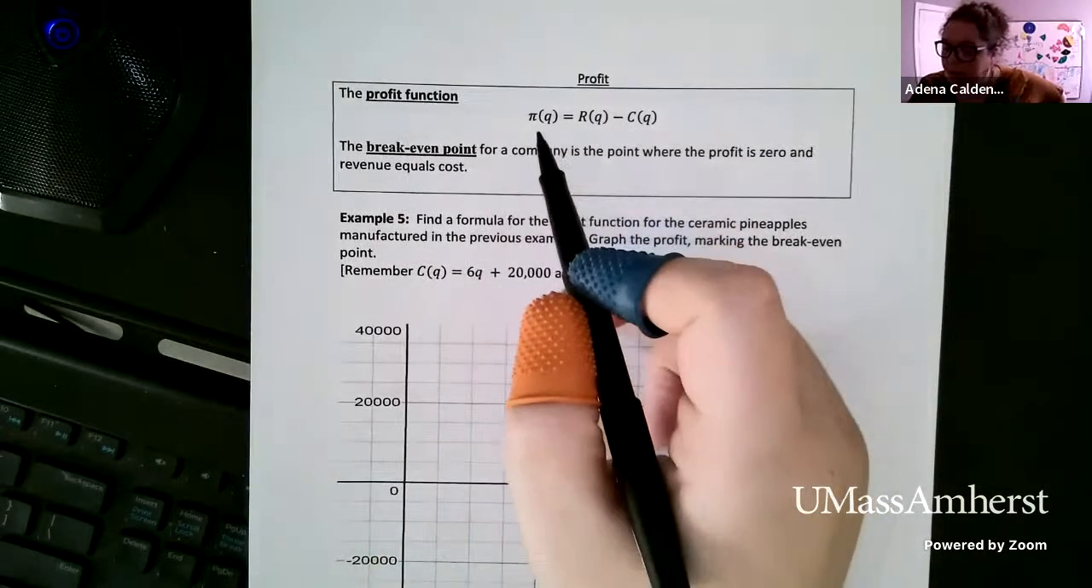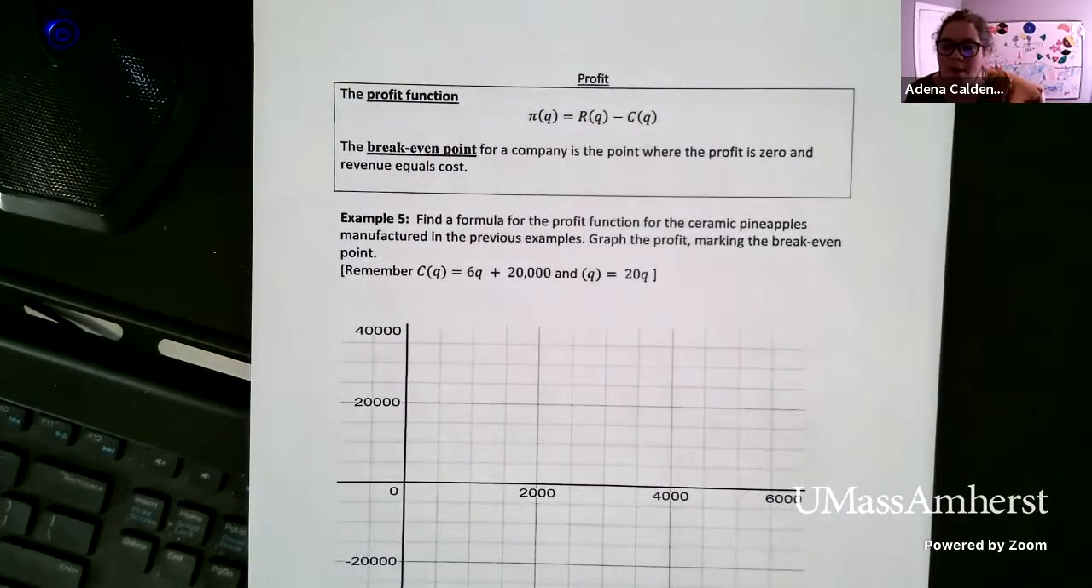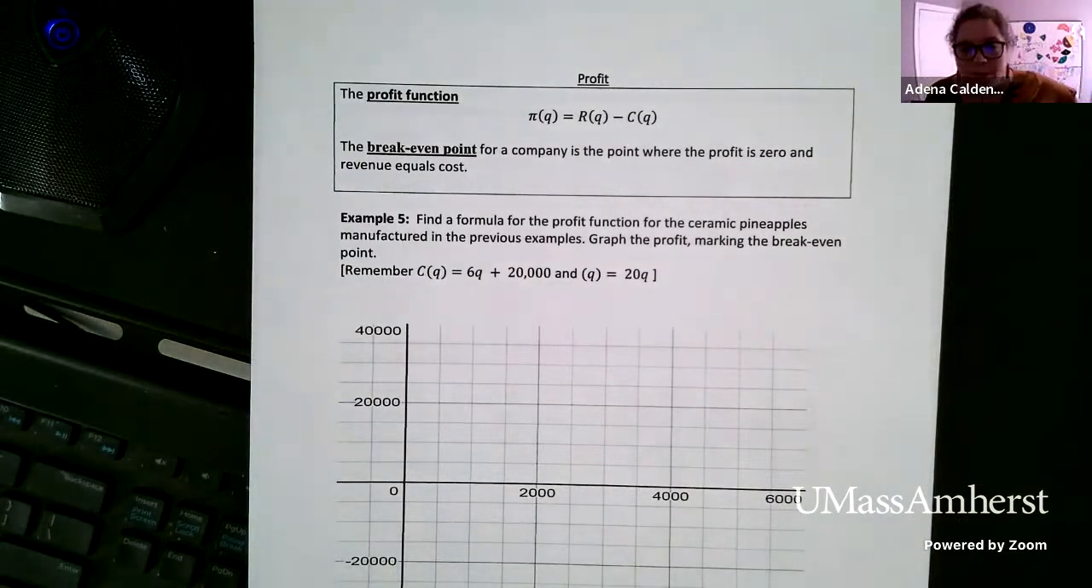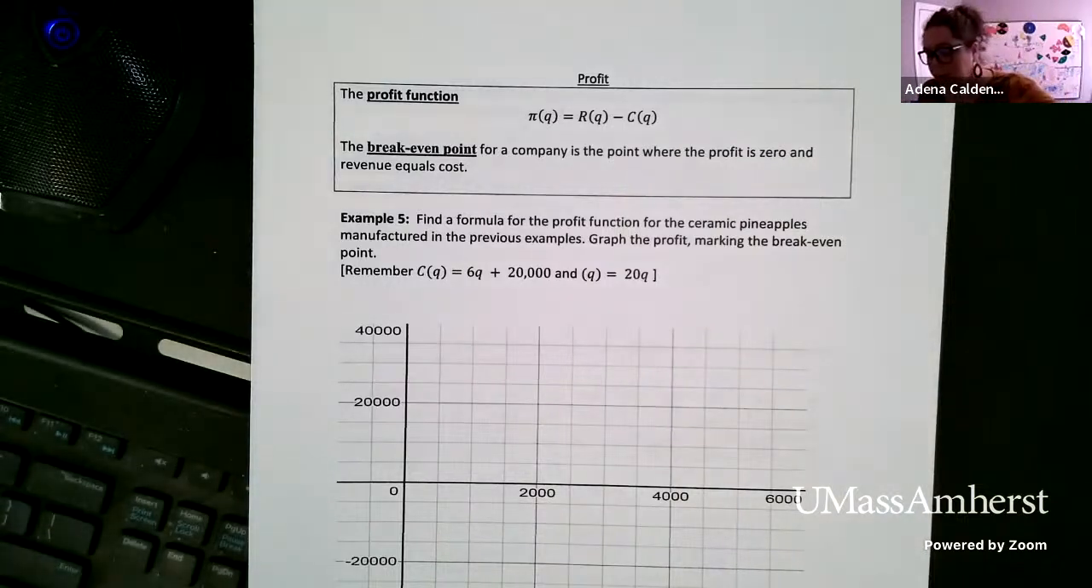I will mention that in Wiley or whatever, we're always using a lowercase pi. So make sure that if you're selecting pi from a menu, that you are finding the lowercase version for whatever it is you may be doing. So profit is going to be revenue minus cost. So again, the amount of money that you take in minus the amount of money you spend.